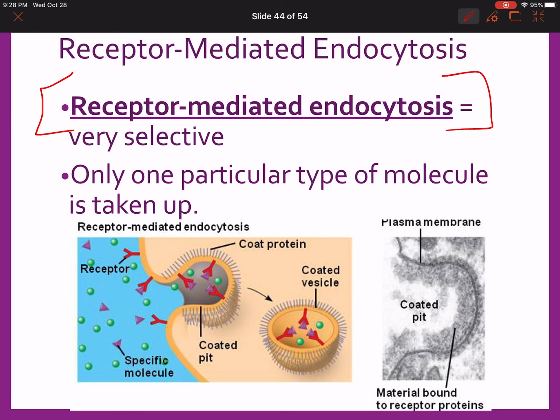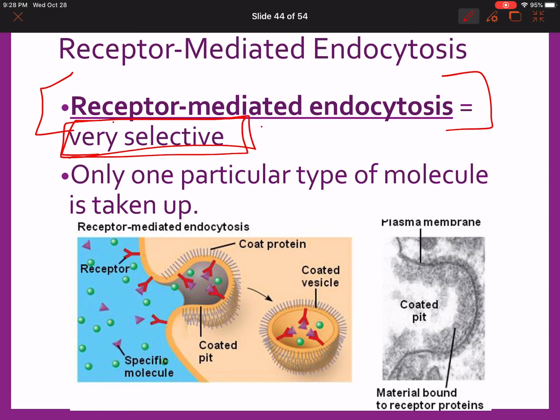Receptor-mediated endocytosis. All that means is you're going to pick and choose what you take in. With phago and pino, the cell just kind of goes, oh, stuff. Let me see if it's usable, and grabs it and hauls it in. It has no idea what it's taking in.